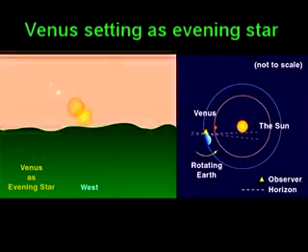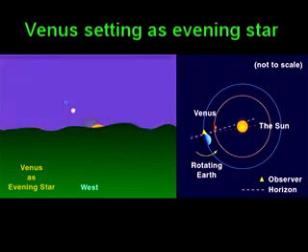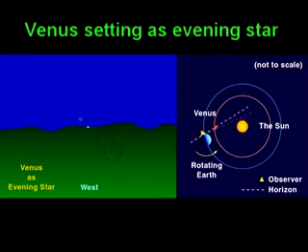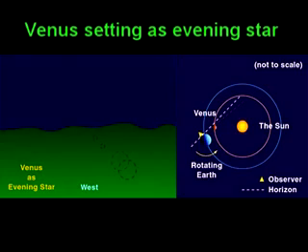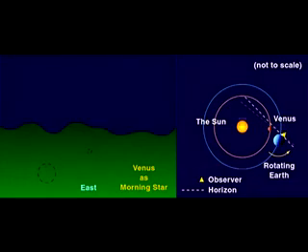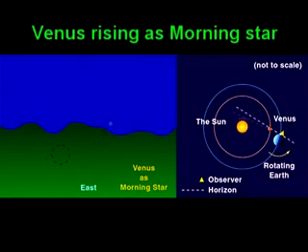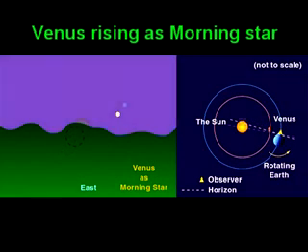Venus is seen here as the evening star. The sun sets, and then Venus itself will set. In this next slide, we see Venus as the morning star rising before the sunrise.